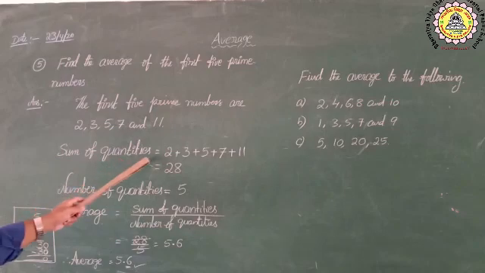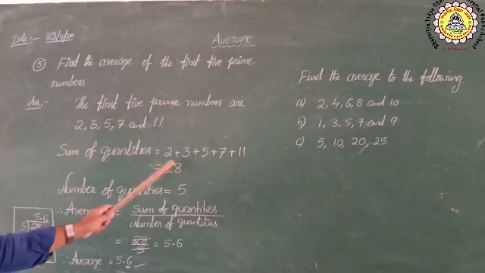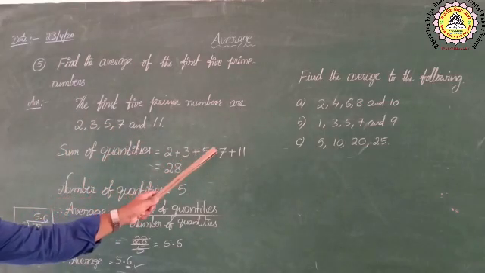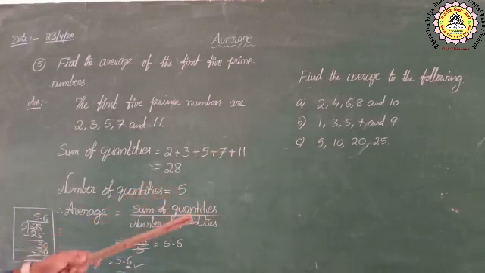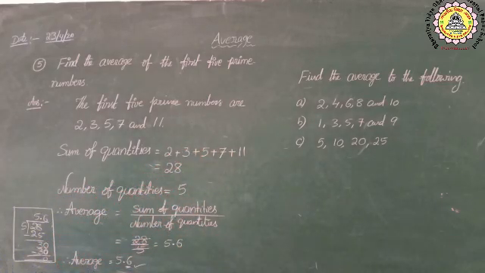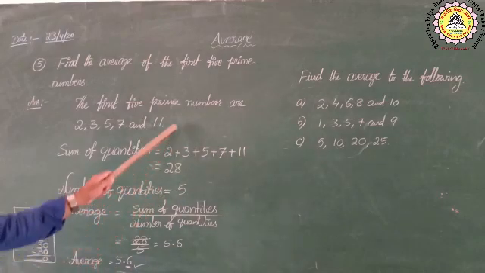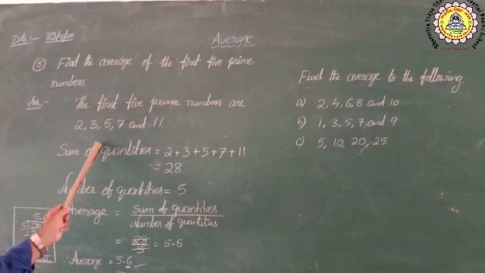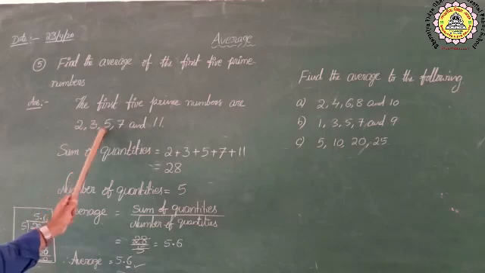Sum of quantities is equal to 2 plus 3 plus 5 plus 7 plus 11. If you add these 5 numbers, what will you get? That is equal to 28. Next, number of quantities. How many quantities are here? How many numbers are here? 1, 2, 3, 4 and 5.